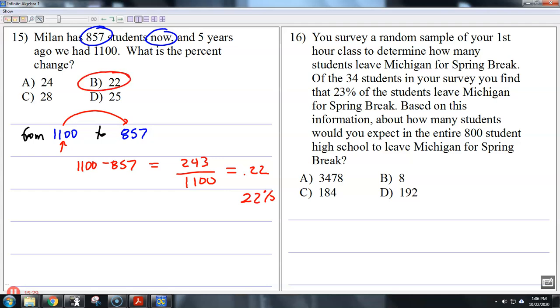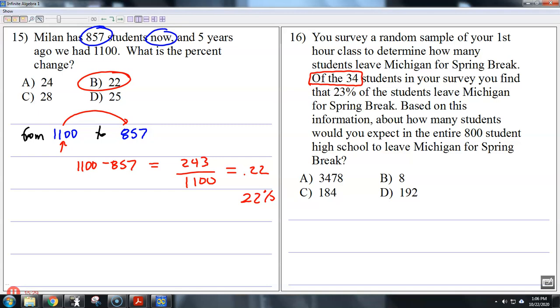You survey a random sample of your first hour class to determine how many students leave Michigan for spring break. Of the 34 students, so out of 34 students, you find 23% leave Michigan. Okay? Based on this information, how many students would you expect in the entire high school to leave?